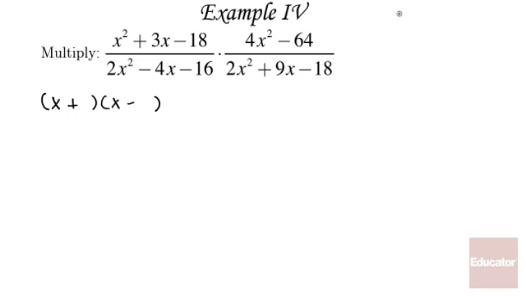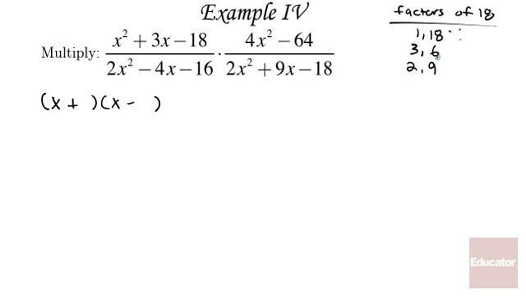Factors of 18. Some possibilities are 1 and 18, 3 and 6, 2 and 9. And I want factors that are going to add up to 3x. These are too far apart. That's not going to happen. So that's not a possibility.